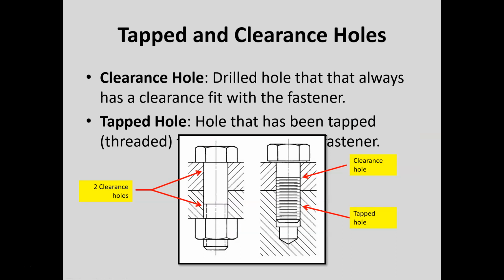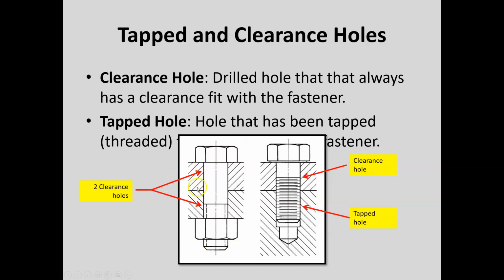All right, in case it wasn't clear before when I was talking about clearance holes and tapped holes, a clearance hole is a hole that you can drop the bolt or the screw through. It's not going to be tight. It's just going to go through. A tapped hole is a hole that has threads cut in it. When we're drawing a clearance hole and a tapped hole, this is how we draw this.